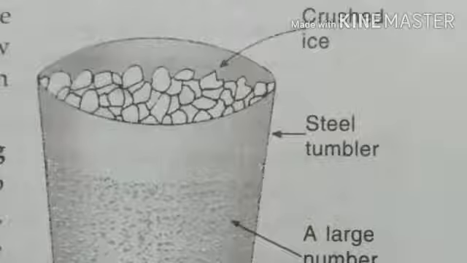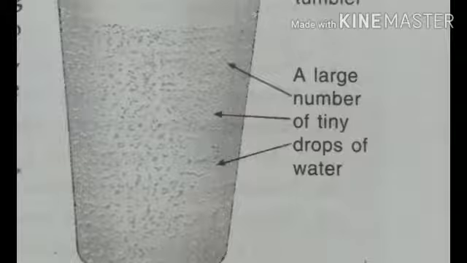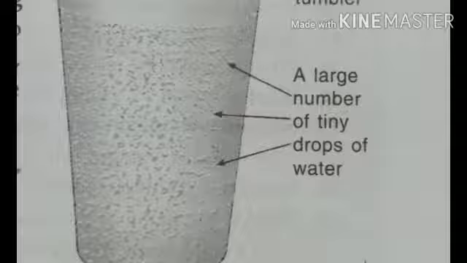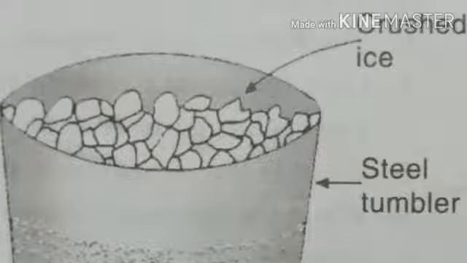A large number of tiny drops of water appear on the outer surface of the steel tumbler, and this happens as the air around the steel tumbler contains water vapor in it. When this water vapor comes in contact with the cold outer surface of the steel tumbler, it condenses to form tiny drops of liquid water. And so, the formation of drops of water on the outside surface of a tumbler containing crushed ice shows the presence of water vapor in air.